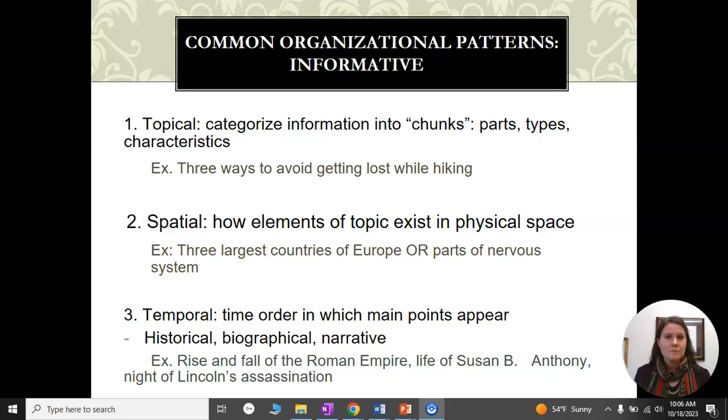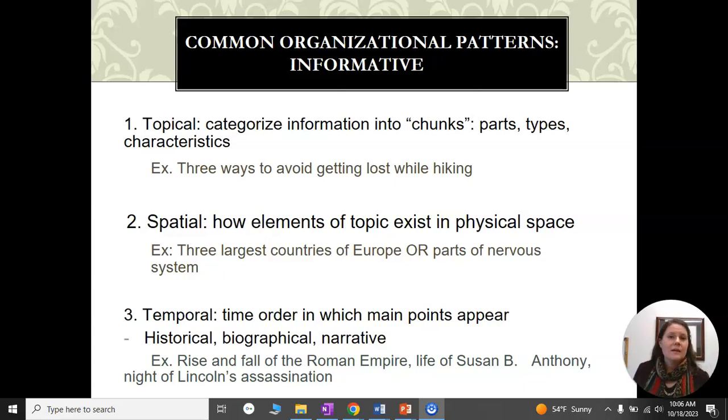Let's say I want to inform you about the rise and fall of the Roman Empire. I would start at the beginnings, the origins of the Roman Empire. I would talk about the middle years of the Roman Empire when it was strong and powerful and grabbing territory all over Europe and Asia. And then I would talk about the fall of the Roman Empire. Why is there no Roman Empire today? What happened? All right, so beginning, middle, and end.